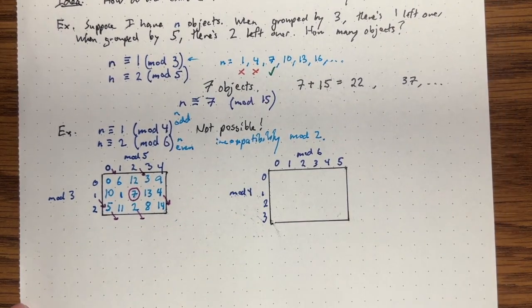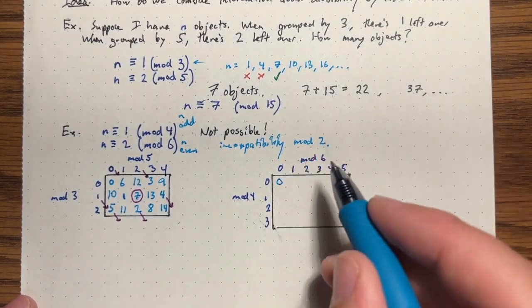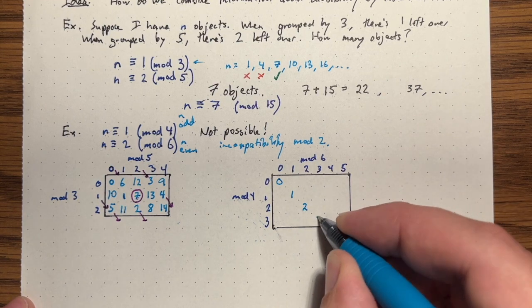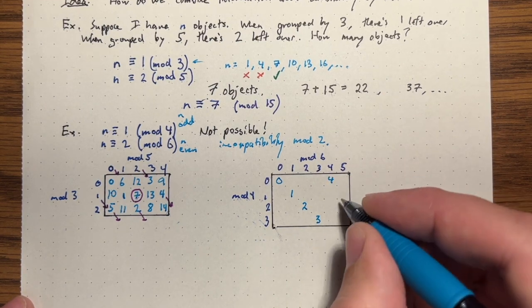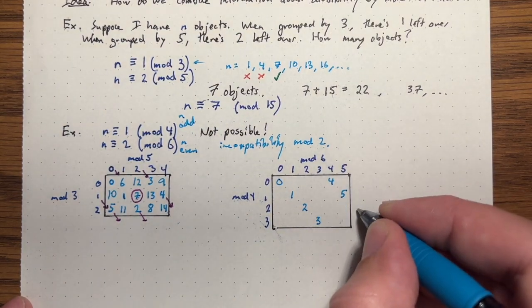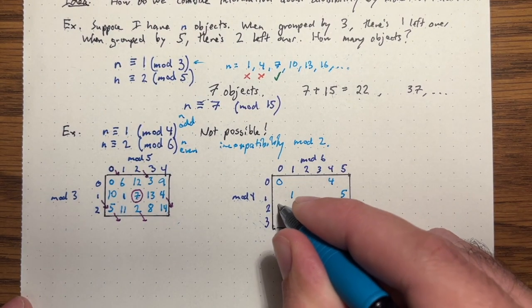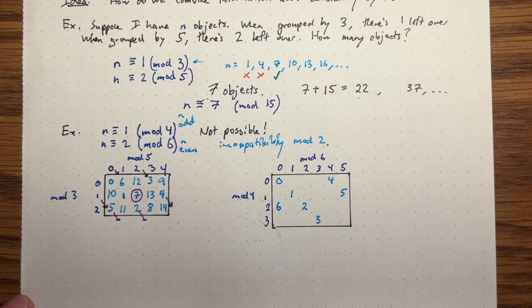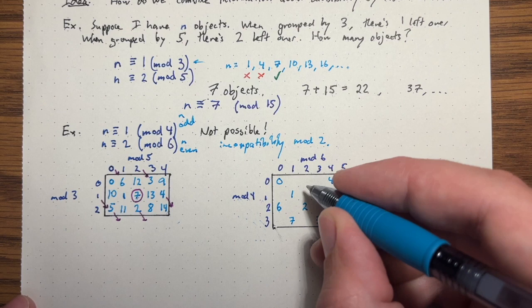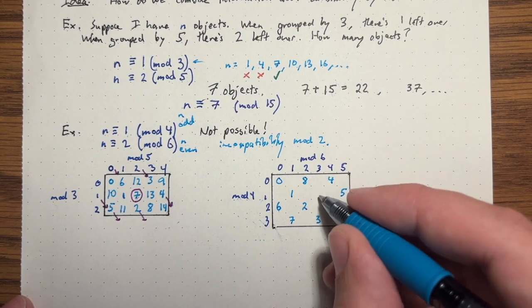Let's do it with this one. So 0 is 0 mod 4 and 0 mod 6. 1 is 1 mod 4, 1 mod 6. 2, 3, 4 is going to be up here. 5, I'm just filling in the integers. And then 6 would have been in this box, so that corresponds to this box over here. 6 is 2 mod 4 and 0 mod 6. And I get 7, 8, 9.